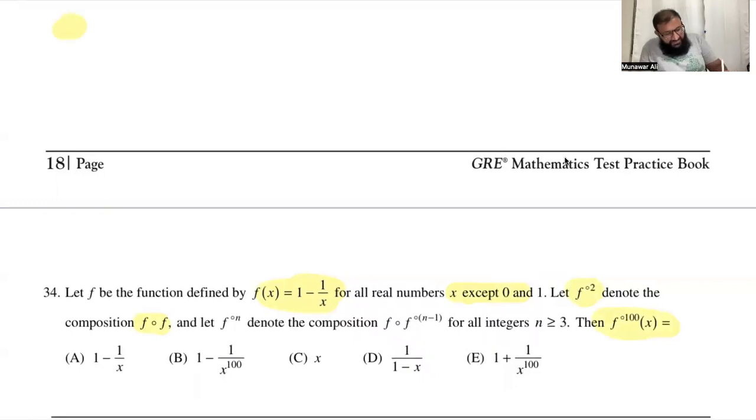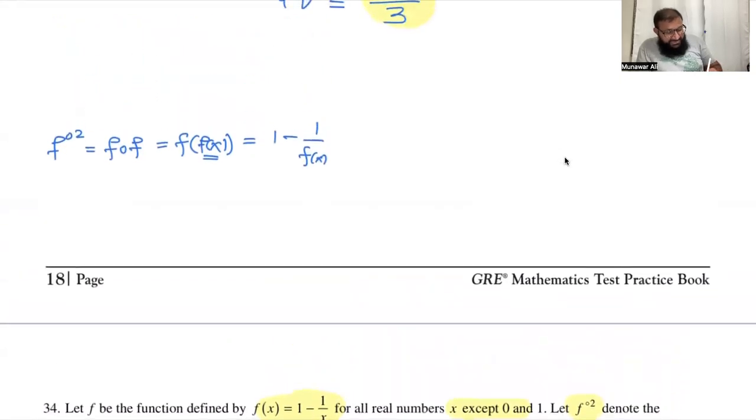So first of all, let me find out what is f to the 2, or in other words, f composed with itself twice. So this is f of x. So what is my f of x? 1 minus 1 over 1 minus 1 over x, but in place of x, I have to substitute f of x. Then this becomes 1 minus 1 over, now what's the value of f of x again? 1 over 1 minus 1 over x. Now I need to simplify this. That's it. Then I'm done.